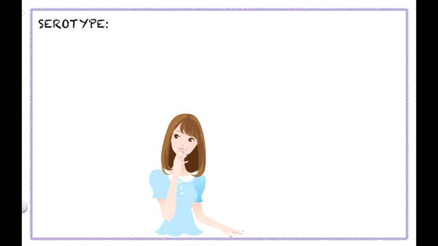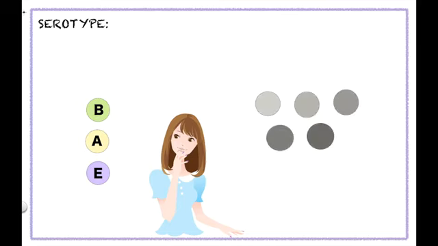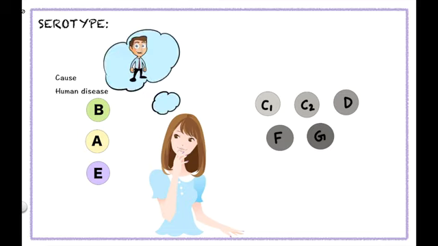Now let's discuss the serotypes. Based on the light chain, there are 8 serotypes: B, A, E, C1, C2, D, F, G. Among them, serotypes A, B, E commonly cause human diseases. You can remember it like bay, B-A-E, your toxic bay. Don't think about your bae, it's just a mnemonic.